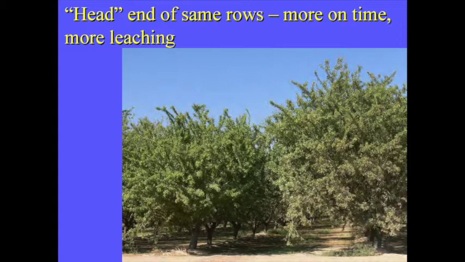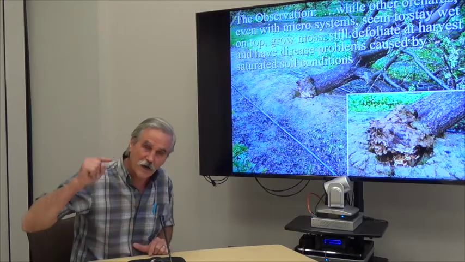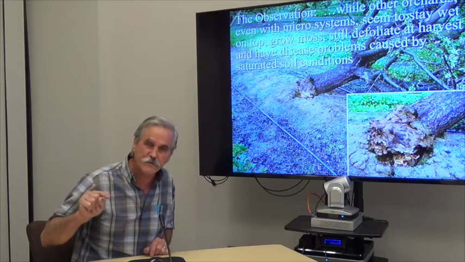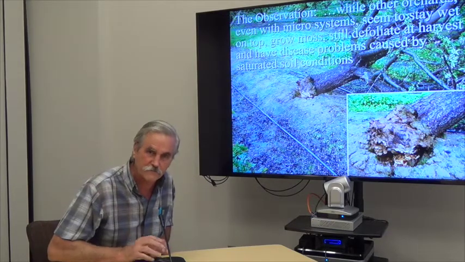This field did not have a tailwater return system. A field with a tailwater return system in almonds can avoid these kinds of drown out problems. And I have measured a 95% DU in flood irrigated almonds with a tailwater return system.